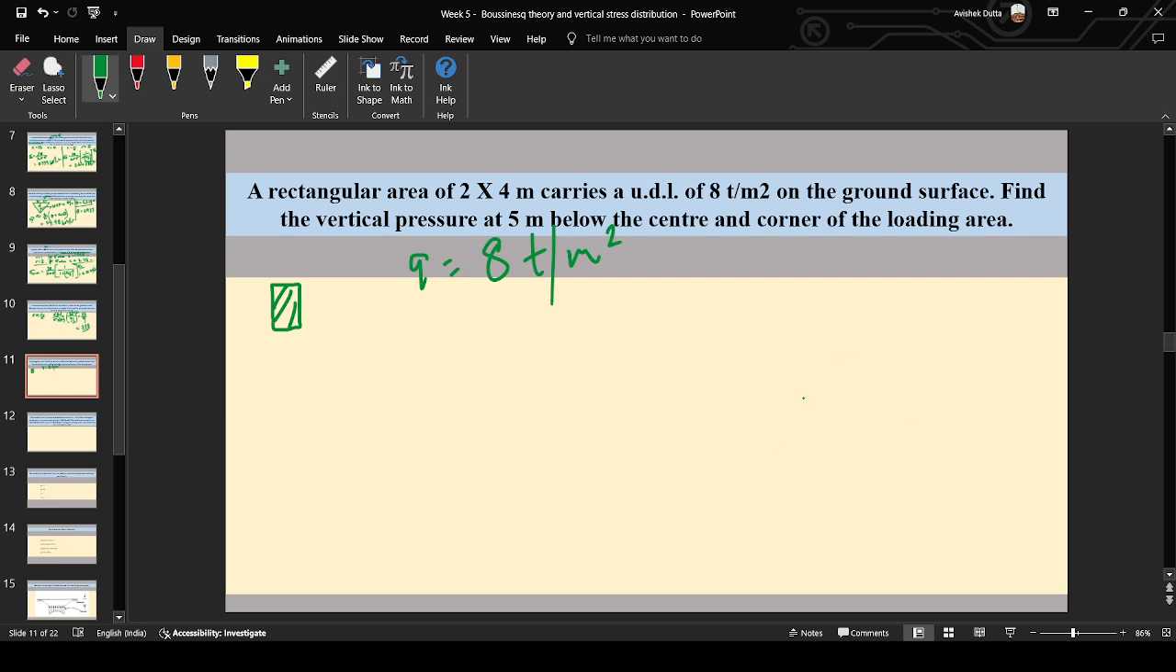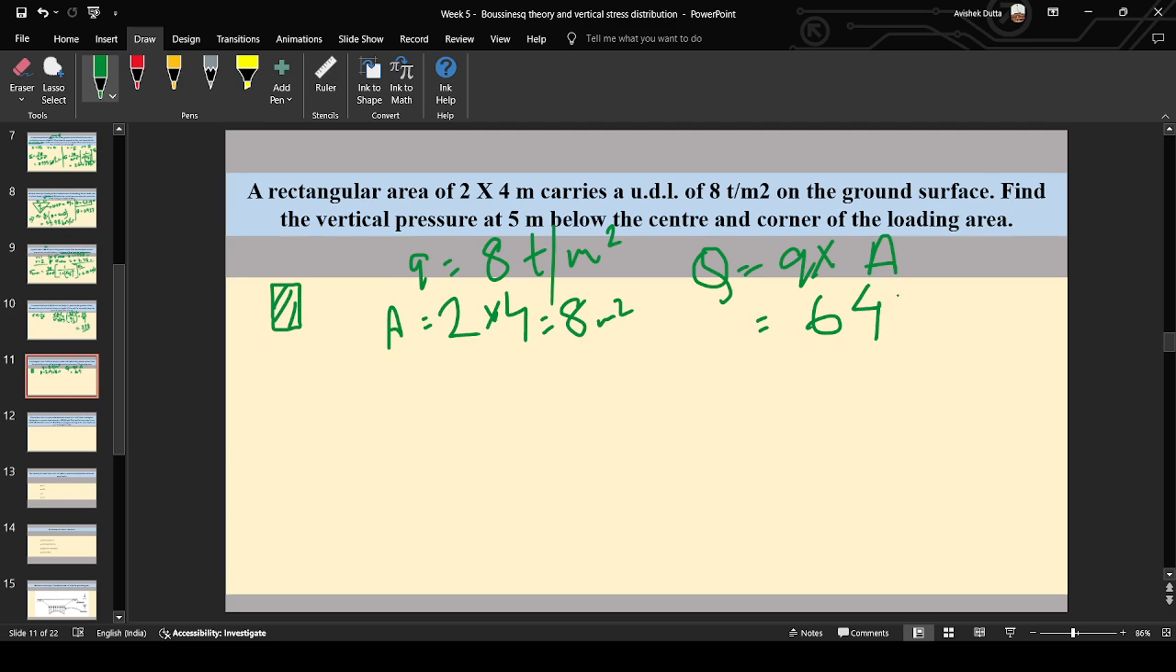Then Q will be how much? What is the point load? It will be the UDL into the area. What is the area? Area is 2 into 4, that is equal to 8 meter square. The value of the point load will be 8 into 8, 64.